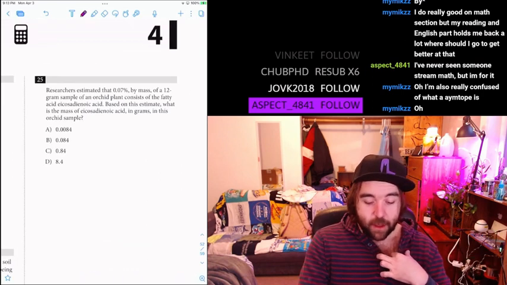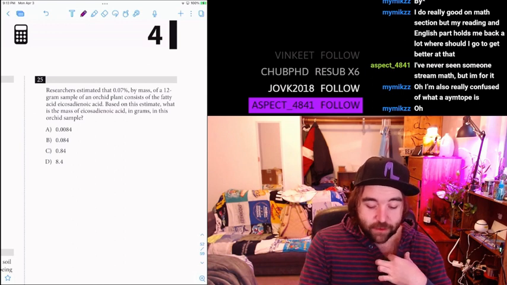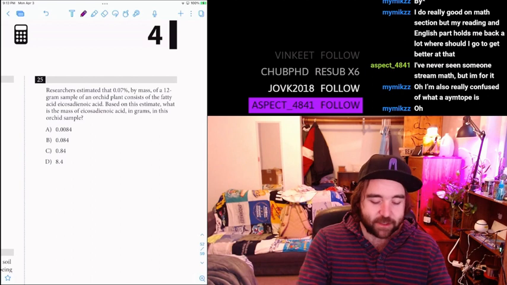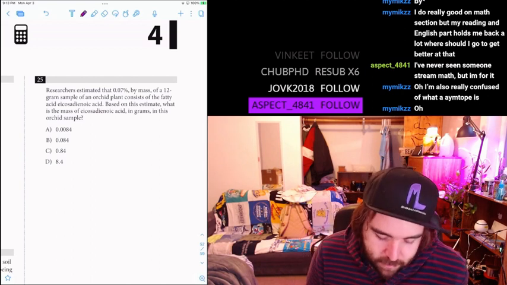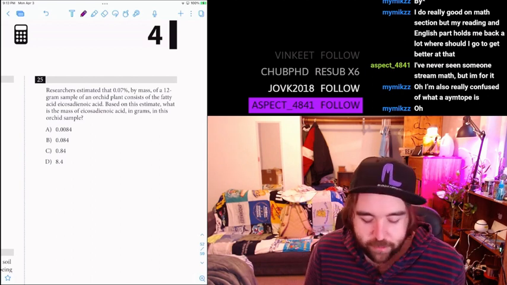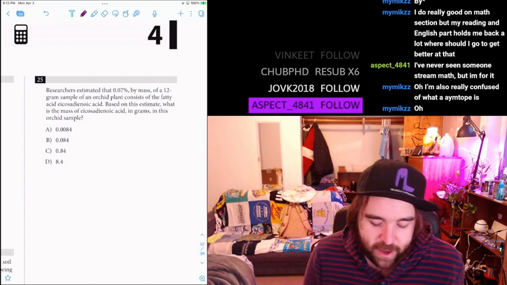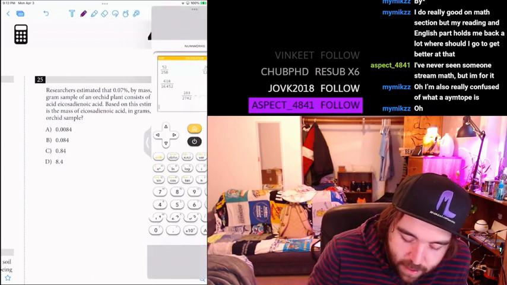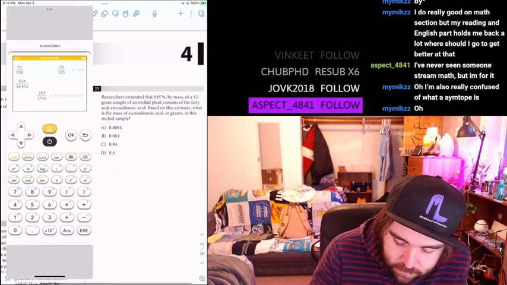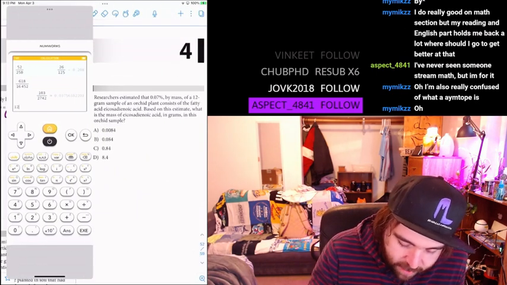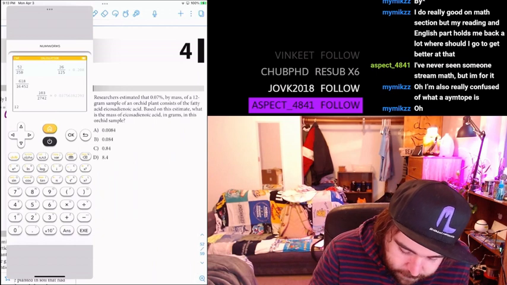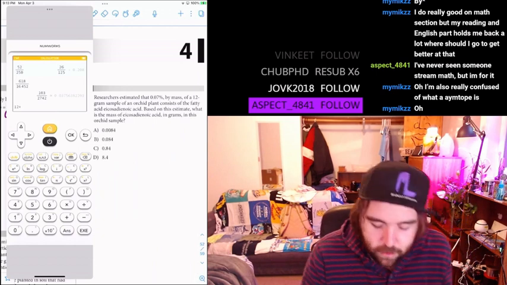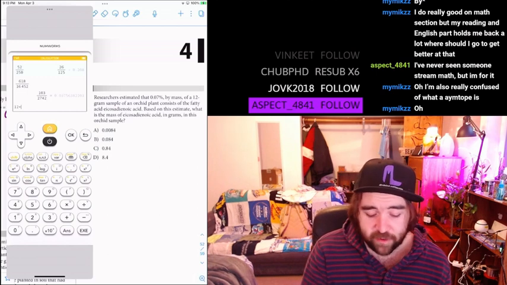Okay. Researchers estimated that 0.07% of mass of a 12-gram sample of an orchid plant consists of the fatty acid. Based on this estimate, what is the mass of that acid in grams of the orchid sample? So you're just doing a quick multiplication, right? And you're realizing that when we have 0.07 as a percent, I mean, you could probably just type in the percent sign, but that's probably not good for you. I would just think about moving over the decimal.